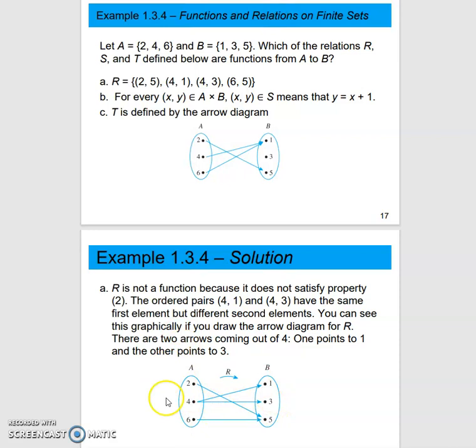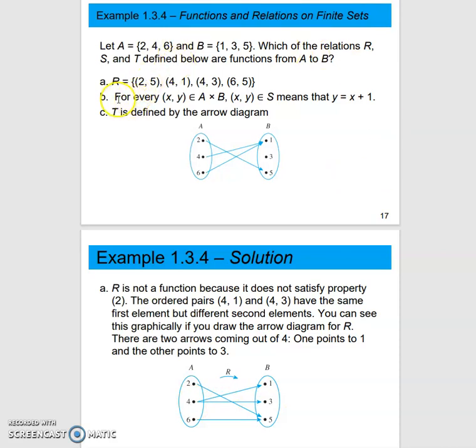So we could draw this diagram here on the bottom if it helps to see it. You'll notice 4, we've got two arrows coming out of it. That is not okay. Now it's okay to have two arrows going to the same point, as they are here for 5, but we cannot have two arrows coming out of the same value. So this repeated 4, that's why R is not a function.